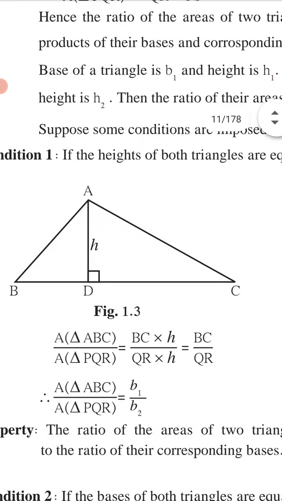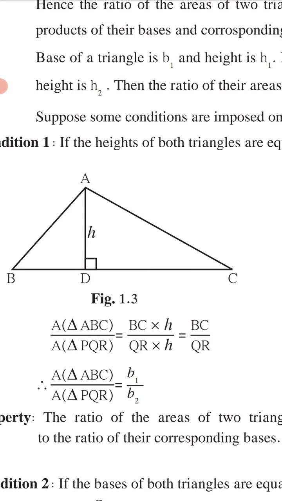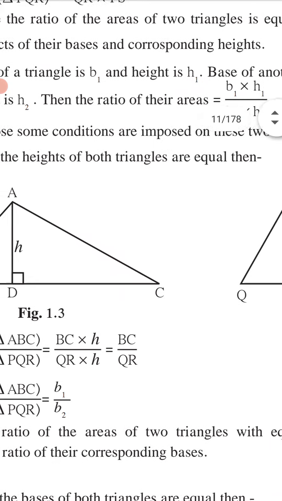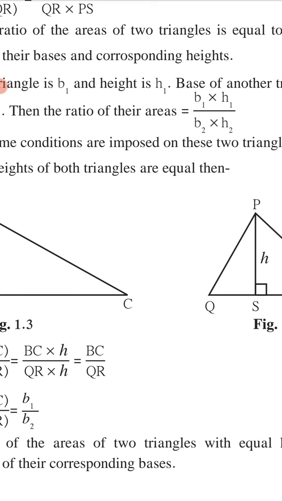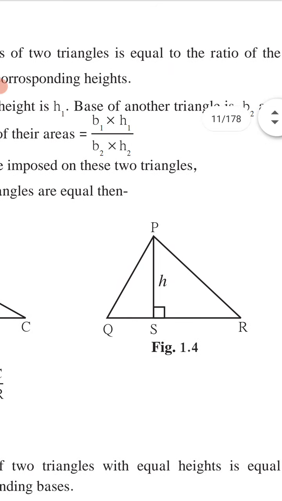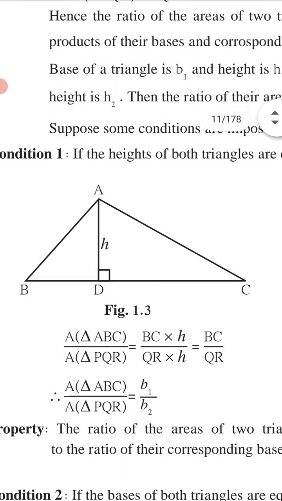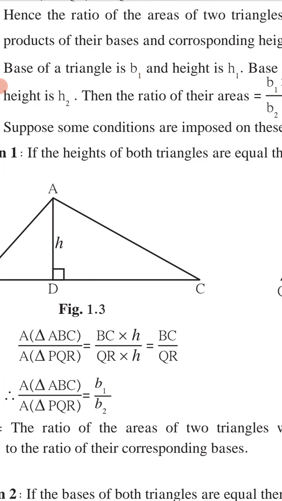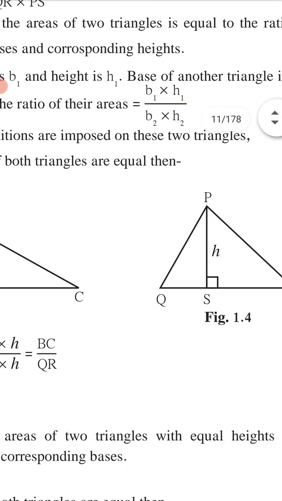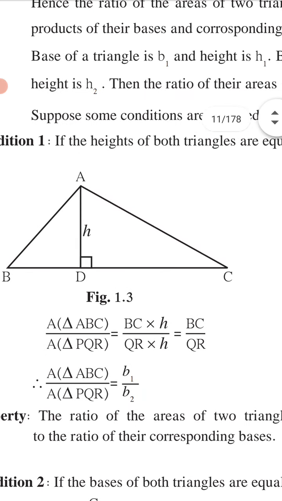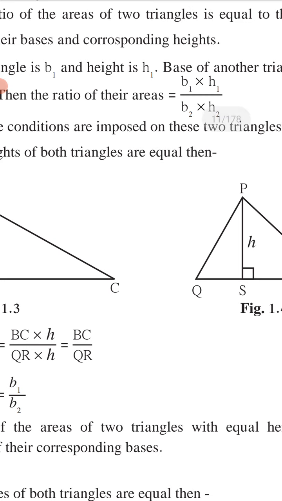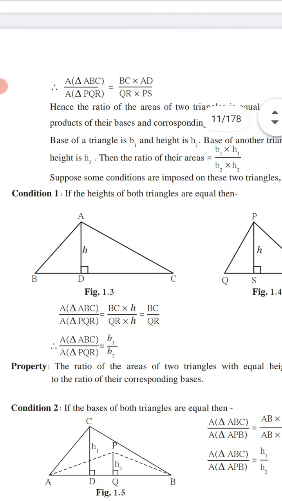So now we have to generalize this statement. If we consider the base of the first triangle as B1 and height as H1, and for the second triangle the base is B2 and height is H2, then the ratio of their areas is equal to B1 into H1 upon B2 into H2. So this statement we have studied: ratio of areas of two triangles. Now we have to apply some conditions or cases.